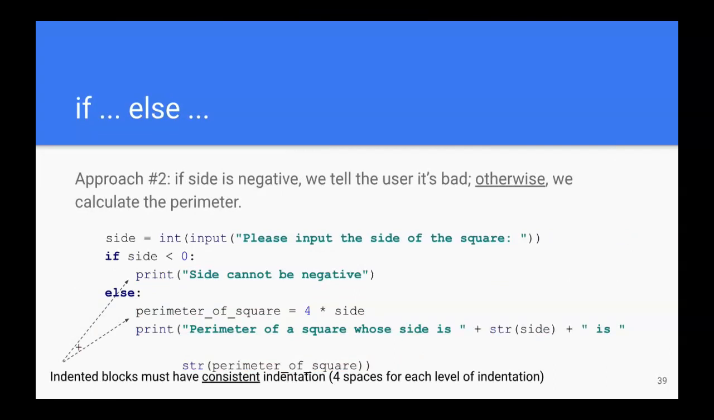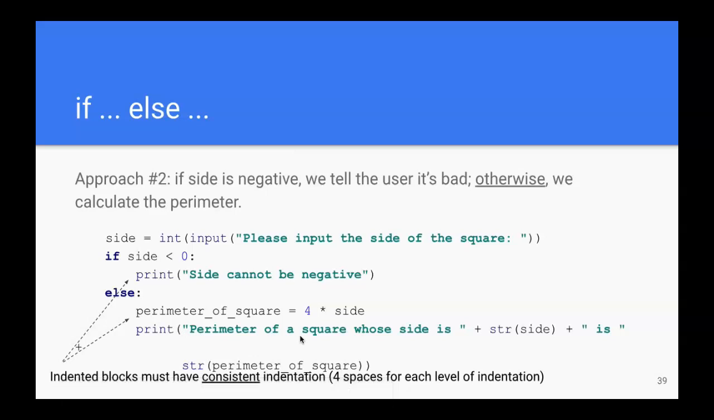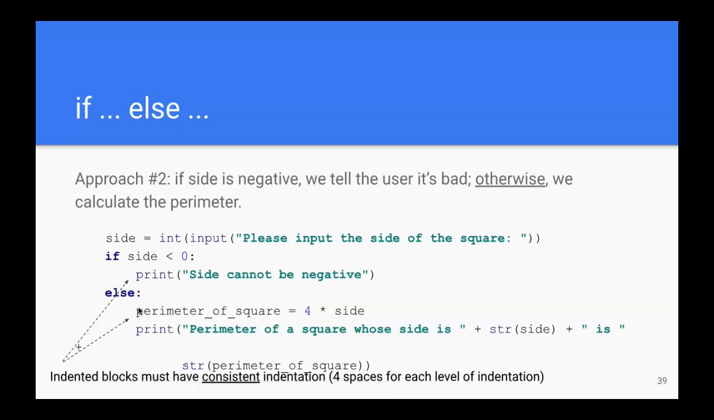Just want to mention the indentation here again. So we have 2 blocks of code that are indented. One is when the condition is true, the other is else, when the condition is false. The indentation of both blocks should be consistent. They should be the same. In this case, it's 4 spaces for each block of code.